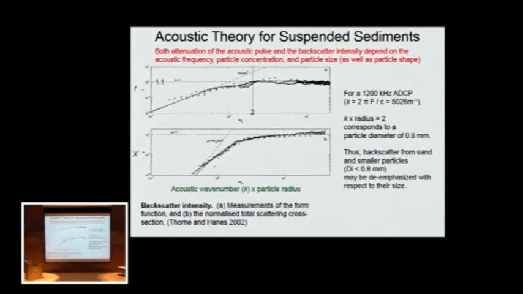Long story short, it basically means that particles of a sufficient size will backscatter with an intensity that's proportional to that size. Particles that are smaller will have less backscatter intensity than their size would suggest. So for a typical 1200 kilohertz ADCP, the cutoff is about 0.8 millimeters for a diameter, which is this point here. So any sands or smaller sizes will be scattered with less relative intensity than gravels for a 1200 ADCP. For a 3 megahertz ADCP, the cutoff is 0.3 millimeters, just for reference.